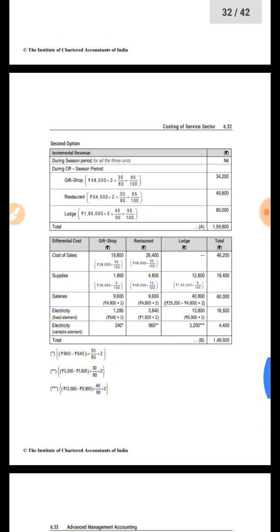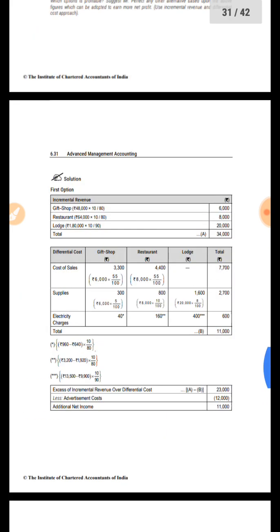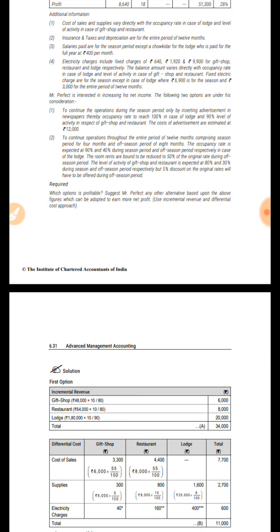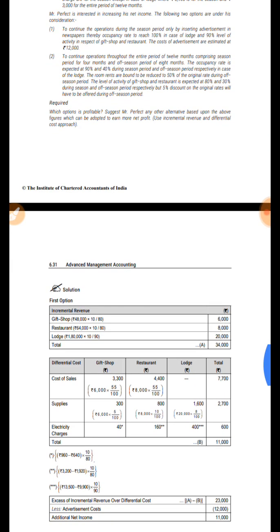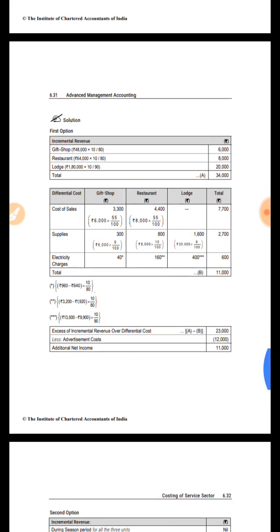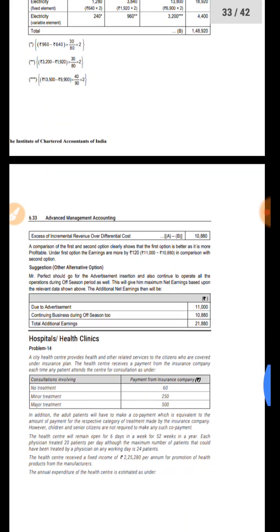At the end, the question said that if there is any other better option, you can suggest it. See, which option is profitable, that we just said, option 1 is profitable, but it is also asking any other alternative based upon the above figures which can be adopted to earn more net profit. So for more net profit you can go for both the options itself. Now both are profitable, both are giving you money, you can go with both the things.